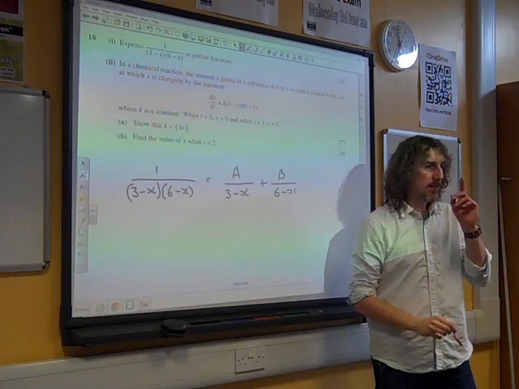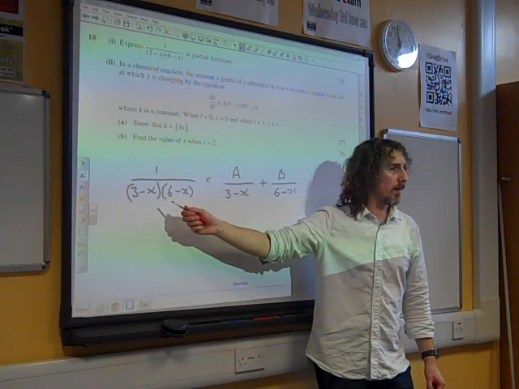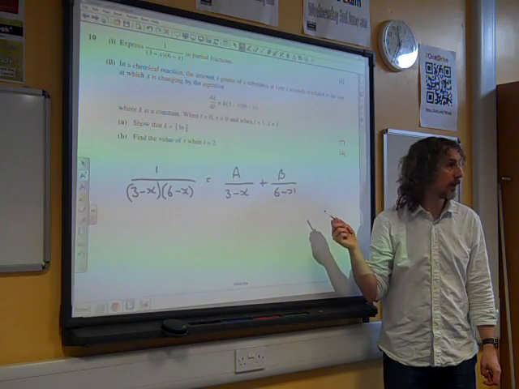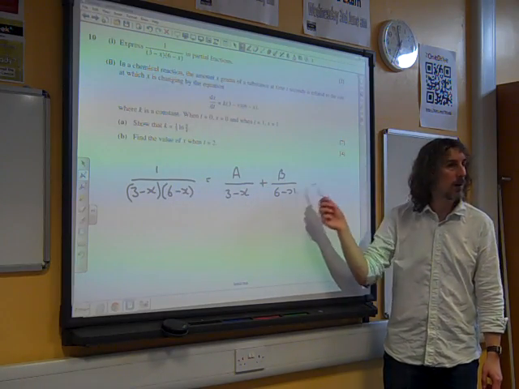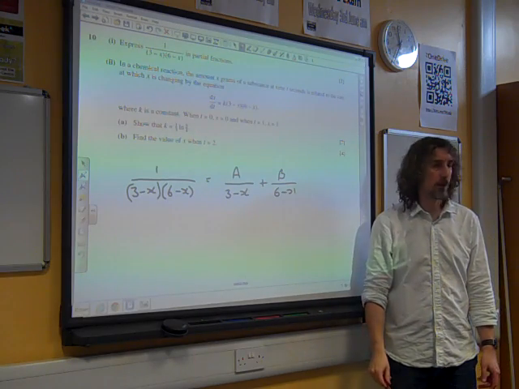Remember the tricky bit with this, if one of these brackets had been squared, then we would have had to have an extra term in here, wouldn't we? We'd have to have it as plus c over the (1 squared). But that's only if one of them's squared.